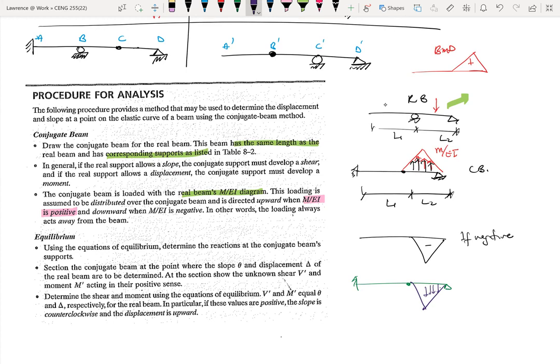Then based on that, we assume that the directions of the load should be moving away from the beam. So if it's positive, it's moving away from the beam. If it's negative, it's also moving away from the beam. It makes things easier for us, all right? So in other words, the loading is always acting away from the beam.